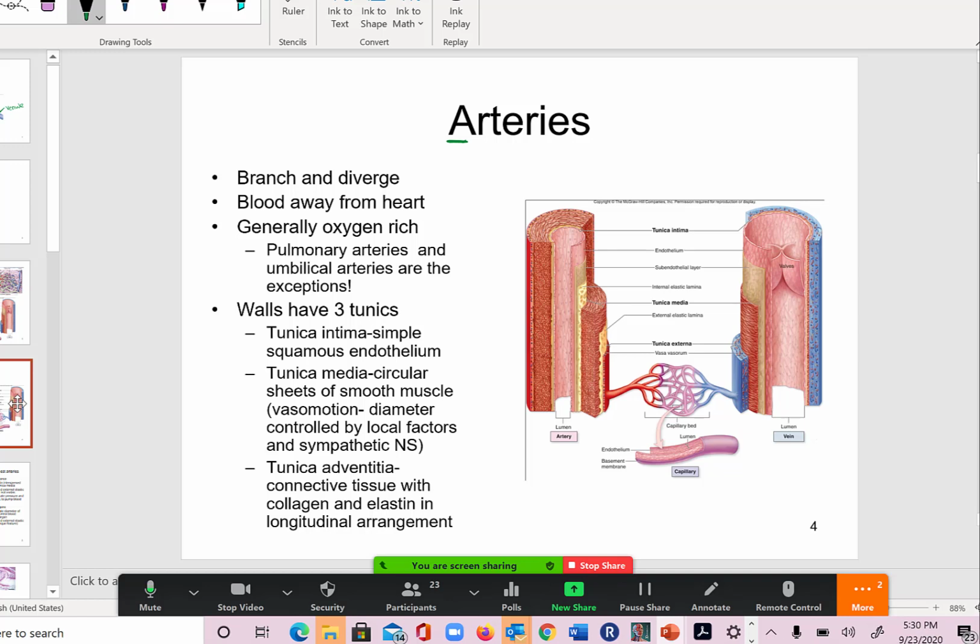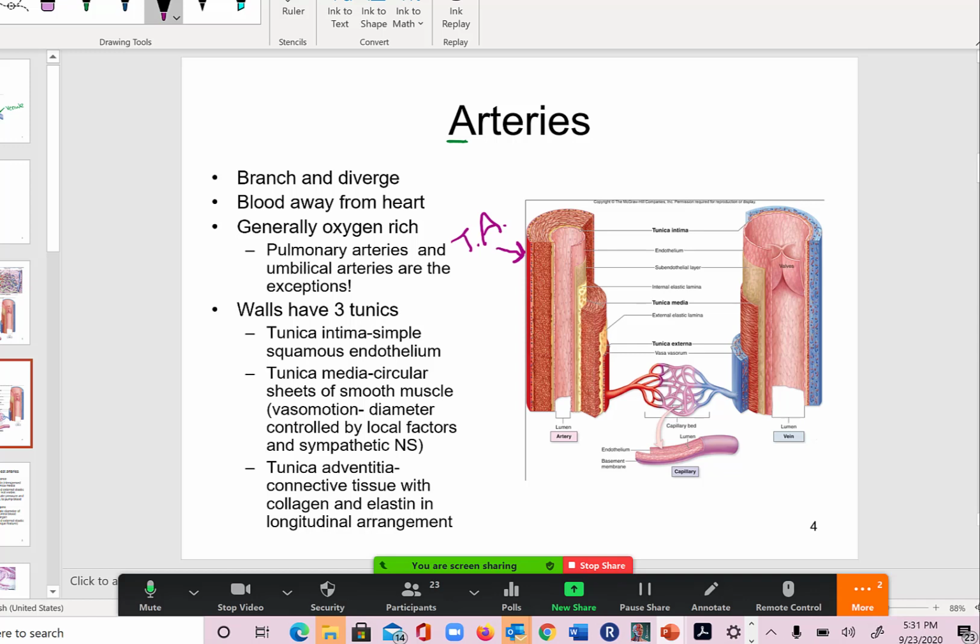There are tunics. Another word for tunic is layer. There is an outer layer for blood vessels, and this outer layer is called the tunica adventitia. So this is the outer layer. I'm just going to abbreviate it, tunica adventitia. Sometimes it's called the tunica externa. It is connective tissue, specifically collagen, a little bit of elastin, and they're arranged in a longitudinal fashion. They go along the length of the blood vessel.